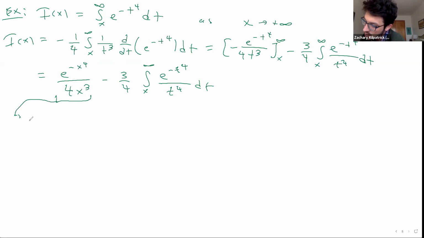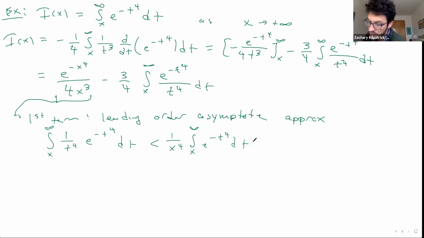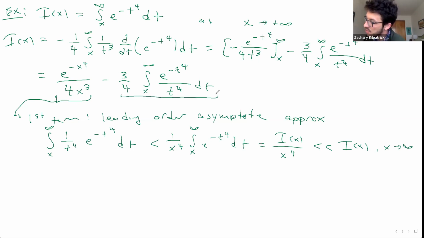So now this first term is what you would call our leading order asymptotic approximation. And we know that that's true because the integral from x up to infinity, the second term here, is bounded from above by 1 over x to the fourth times the integral from x to infinity of e to the minus t to the fourth dt. So this is equal to I of x divided by x to the fourth, which is much less than I of x as x goes to infinity, okay?